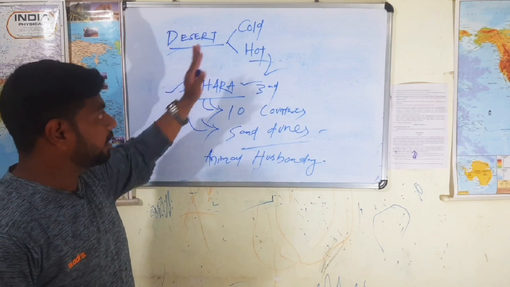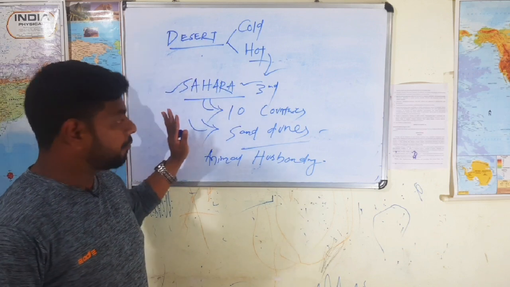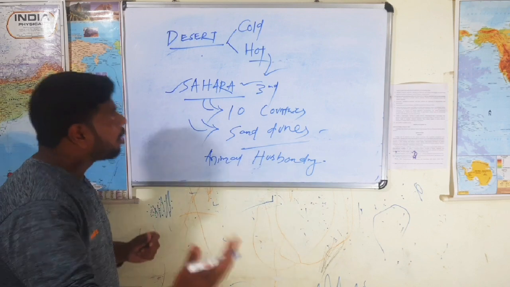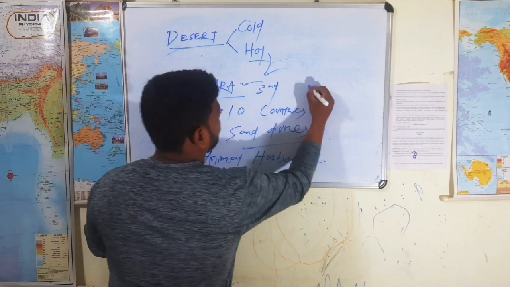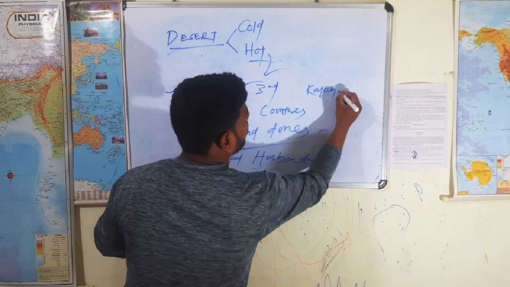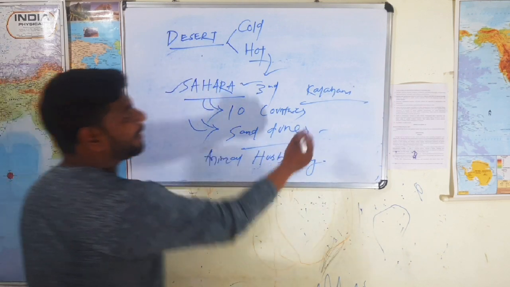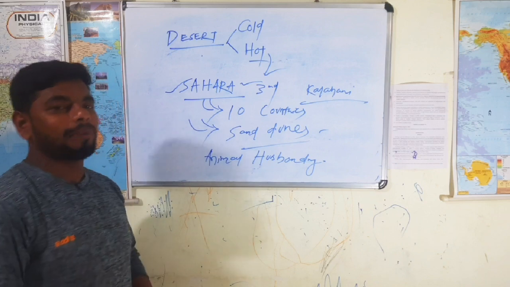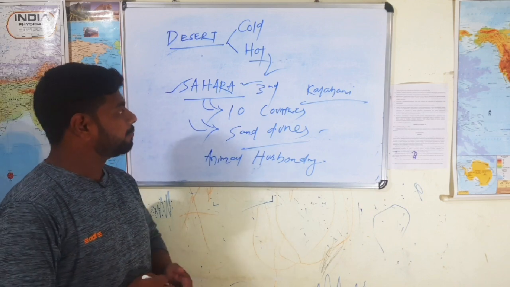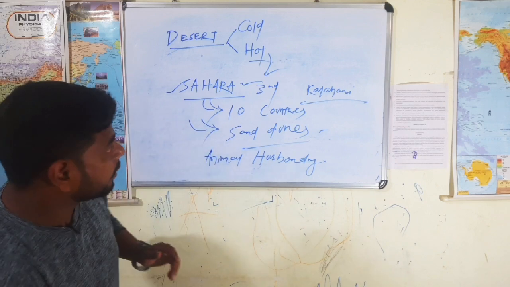Then the cold desert and hot desert. In fact, other hot deserts are there. Another one is the Kalahari. Kalahari, not Kalahandi. The Kalahari is located in the southern part of Africa. Clear? Next.